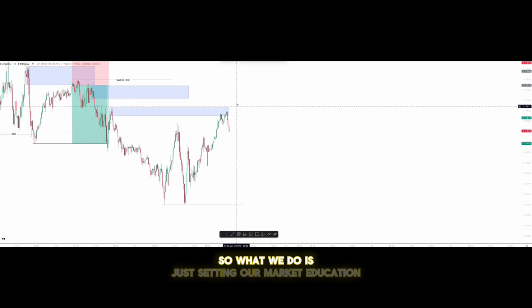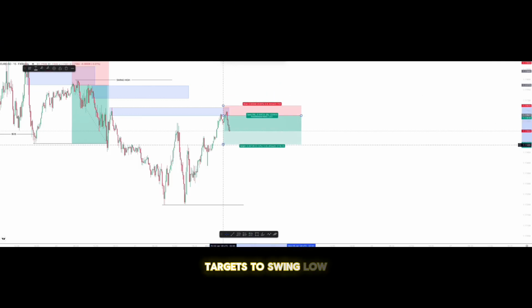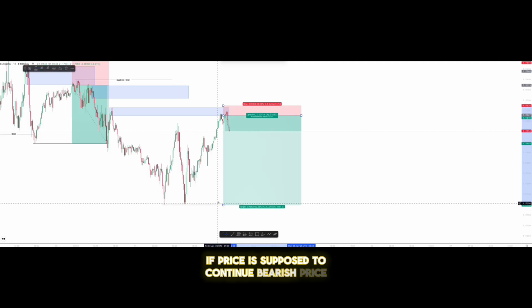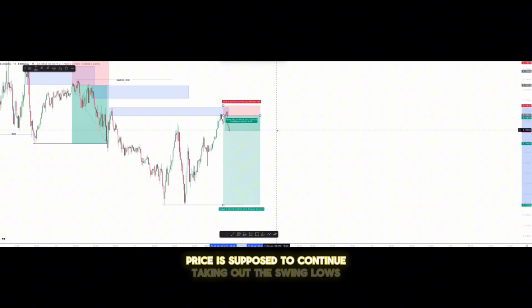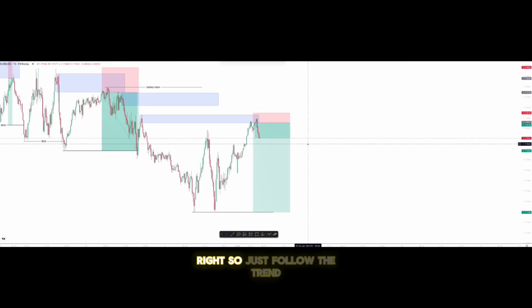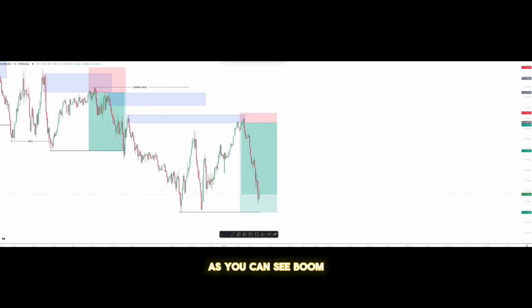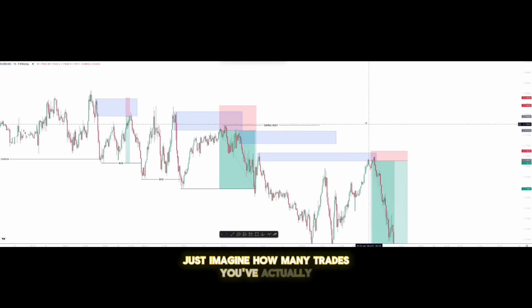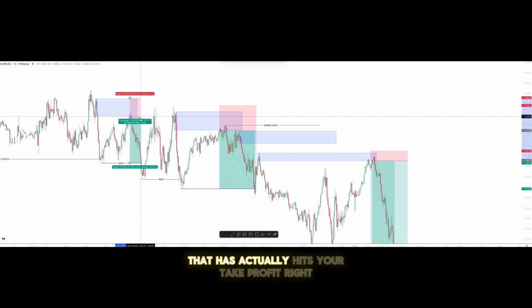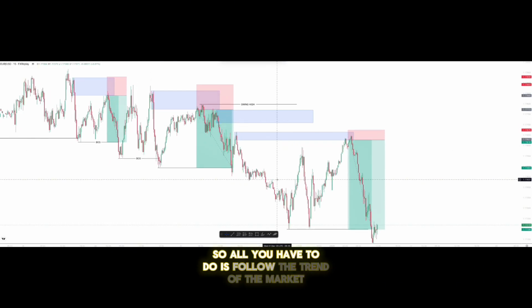So what we'll do is just set our market execution, get into a sell trade, and target the swing low. If price is still bearish, price is supposed to continue taking out the swing lows, right? So just follow the trend, don't trade against the trend. So you can see, boom, price broke to the downside, right? Just imagine how many trades have actually hit your take profit, right? Two beautiful trades. So all you have to do is follow the trend of the markets.